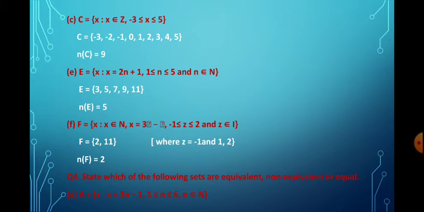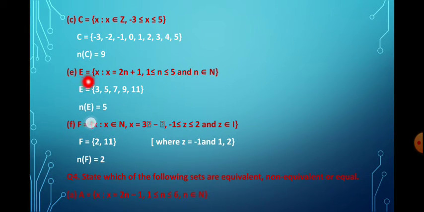Next, question C. C is equal to x such that x belongs to Z and x is greater than or equal to minus 3 and less than or equal to 5. So Z means integers, and it will start from minus 3 and end at 5. So we are writing in the roster form first. Set C is equal to minus 3, minus 2, minus 1, 0, 1, 2, 3, 4, 5. So in total there are 9 elements. So n(C) is equal to 9.